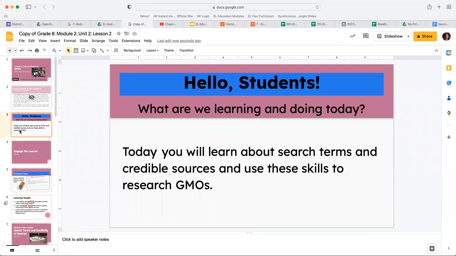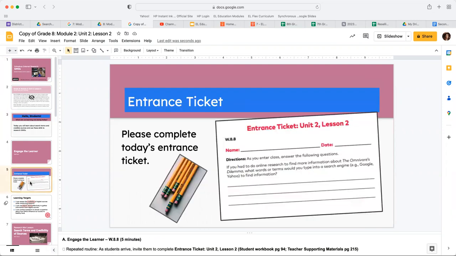So, today you're going to learn about search terms and credible sources and use these skills to research GMOs. Before we do that, let's go ahead and do our interest ticket for today, which can be found on page 94 in your student workbook.